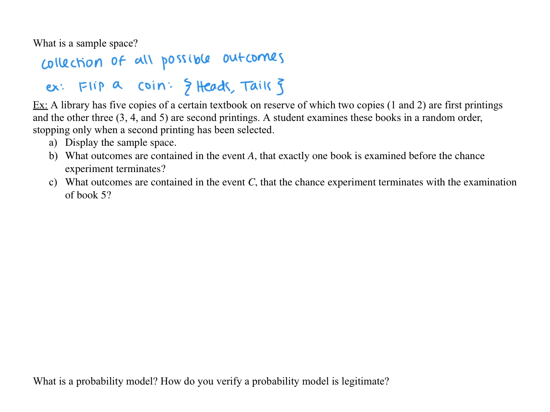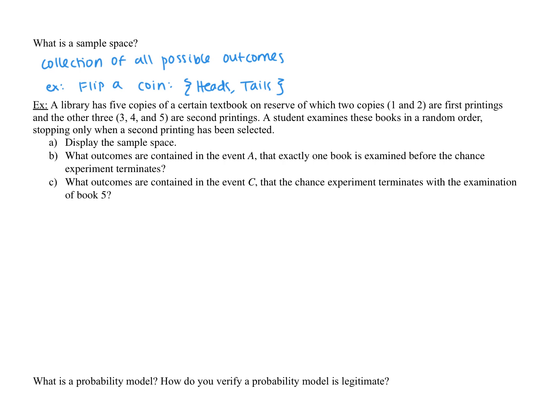So we're going to look at this example. A library has 5 copies of a certain textbook on reserve, of which 2 copies are first printings and the other 3 are second printings. A student examines these books in a random order, stopping only when a second printing has been selected.